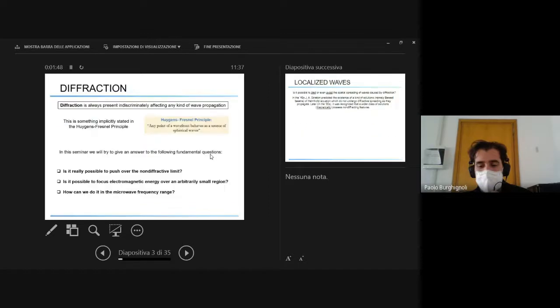So, as you know, diffraction is always present in any kind of wave phenomena. And in this seminar, we will try to answer some fundamental questions about diffraction: if it is really possible to beat the diffraction limit, to push over the diffractive limit of waves, if it is possible to focus electromagnetic energy over an arbitrarily small region, and if we can do that in any frequency range, in particular at millimeter waves or microwave frequencies.